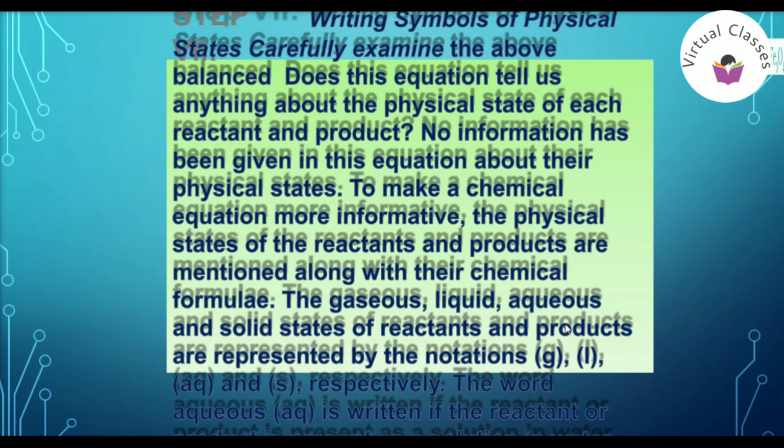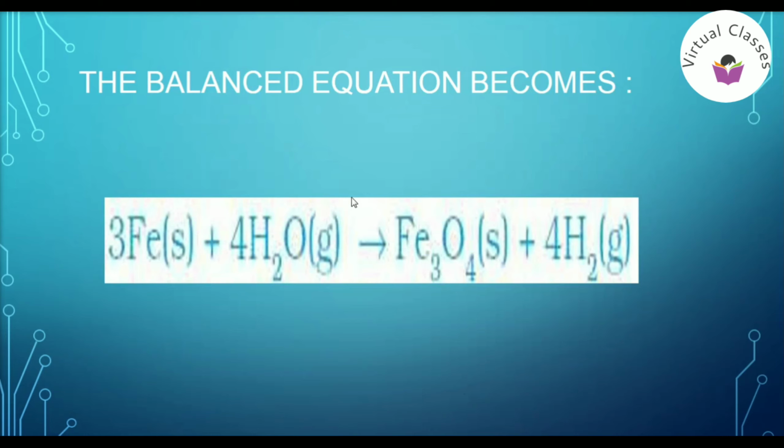their chemical formula. The gaseous, liquid, aqueous and solid states of reactants and products are represented by the notations g, l, aq and s respectively. The word aqueous is written if the reactant or product is present as a solution in water. Hence, after adding the information about the physical states of the chemicals, the equation now becomes 3Fe in the solid form plus 4H2O in the gaseous form gives Fe3O4 in the solid form plus 4H2 in the gaseous form.